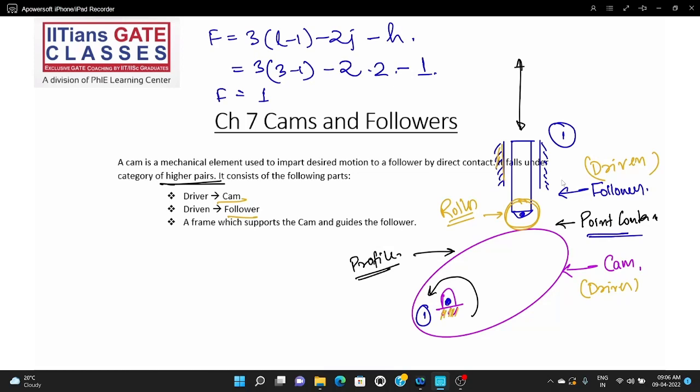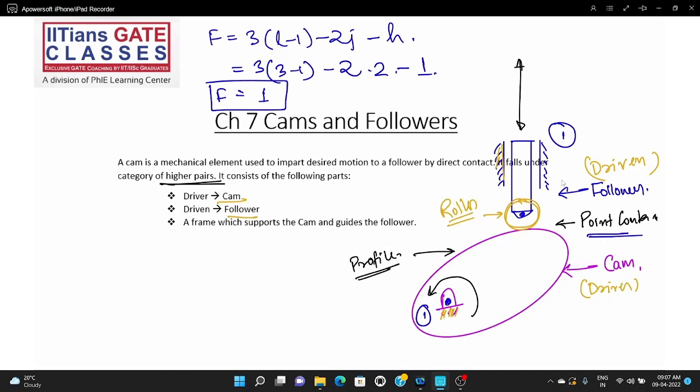So what is the degree of freedom of cam and follower? Degree of freedom of cam and follower is equal to 1. So we have already seen earlier, cam and follower is the first mechanism that can be formed, right? So if you are asked what is the minimum number of members required to form a mechanism, it is 3. You can see the cam, the follower, and the frame. It has 3 parts, right? But also it contains a higher pair.